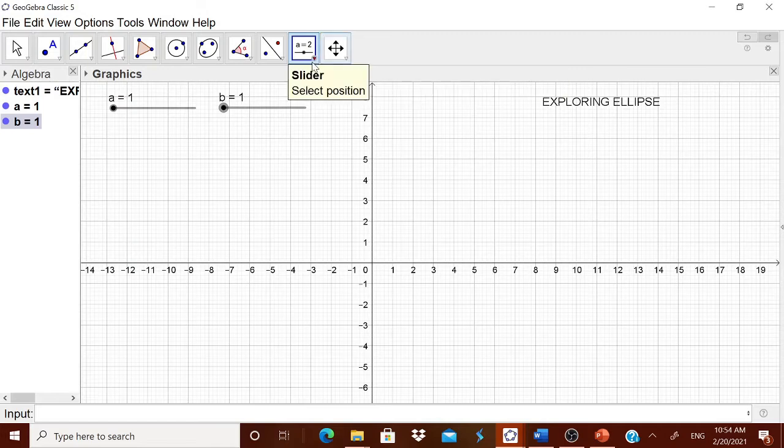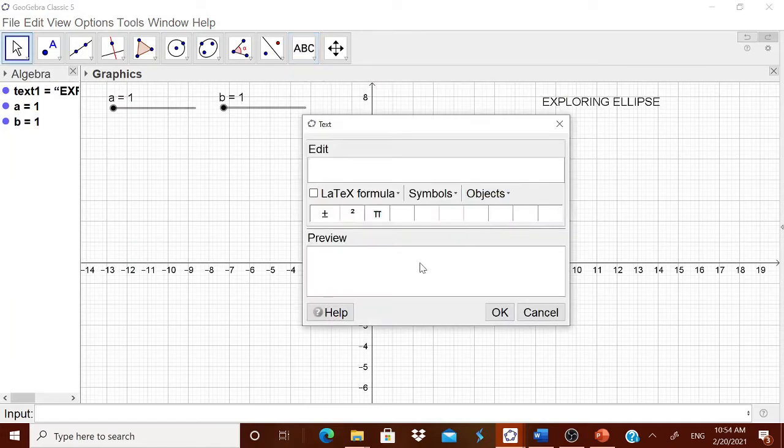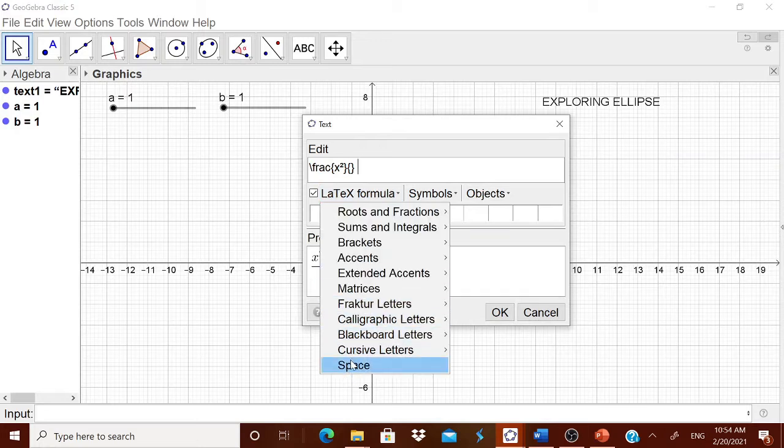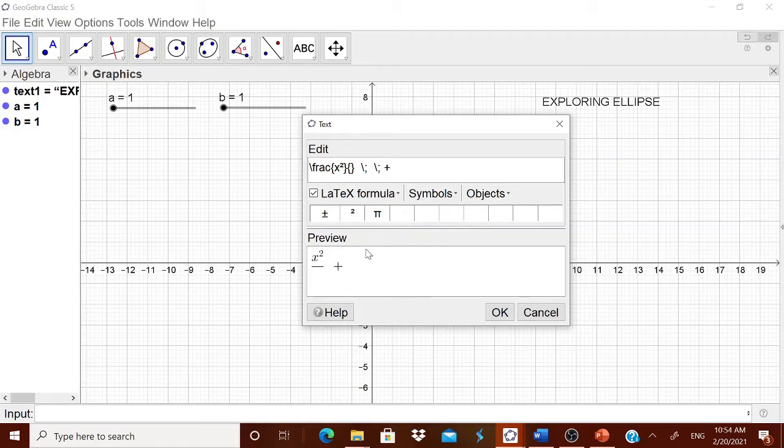Therefore, what we will do is go to this ABC text. We will go for this LaTeX formula where we will have x square, small letter x square, and in the bottom we will leave it blank. Then we will have some space, two spaces. Okay, no problem. Plus, again we will have two spaces. Left to you whether to have two spaces or one space.